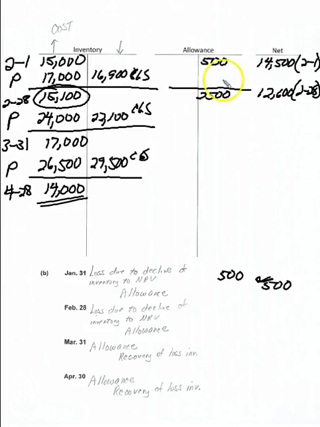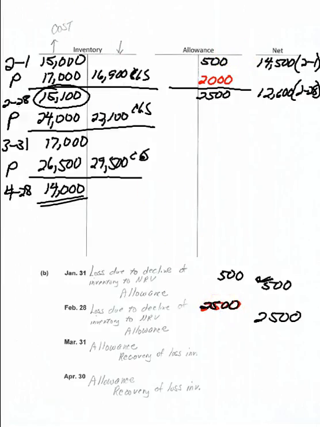So actually, I'll just go ahead. I'll put that in red. So we need a credit of $2,500 to get that account up to $2,500. So on February 28, we are going to debit a loss of $2,500. And we will credit the allowance account $2,500 as well. And by the way, remember, this allowance account is the allowance to reduce inventory to net realizable value. So the textbook uses a longer title than that. I'm just being lazy and referring to it as the allowance account. But it's the allowance to reduce inventory to net realizable value.